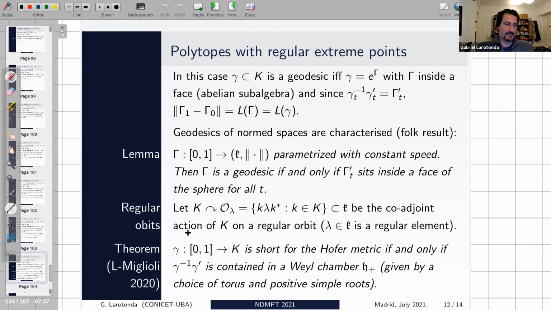algebra, which is, as I mentioned at the beginning of the talk, given by a choice of a torus first, which gives you the Cartan subalgebra h, and then you have to pick a set of positive simple roots there. So you see here the description is in terms of the Lie algebra structure for any coadjoint orbit which is generated by a regular element.